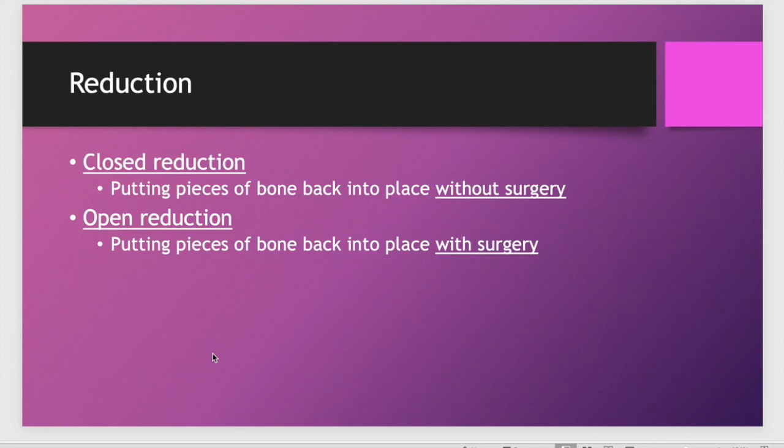So typically a fracture is going to require some kind of reduction. There's both closed and open reduction. Closed reduction is basically putting the bone back together without surgery. So they were able to realign the bone. You might get a cast, but they don't actually need to do surgery to get the bone to heal properly. So that's closed reduction. Open reduction is when there's surgery required to fix it, to put the pieces of bone back where they belong.